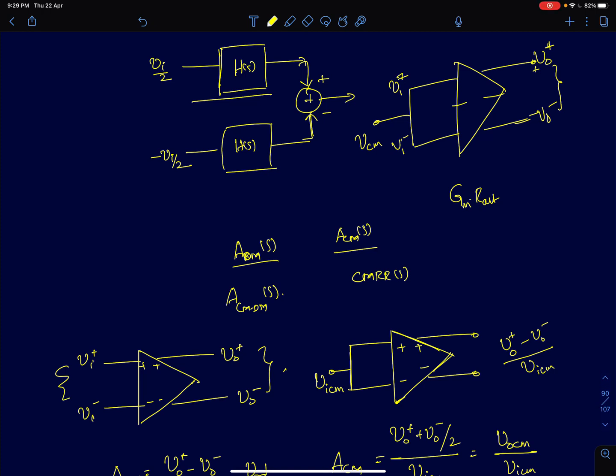Hi everyone. In the previous lectures, we finished our discussion of the frequency response of single stage MOS amplifiers. We saw the effect of parasitic capacitors on the gain of a single stage amplifier. We saw how the parasitic capacitors make the circuit deviate from its ideal behavior.